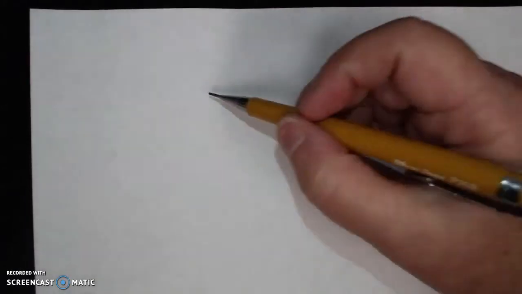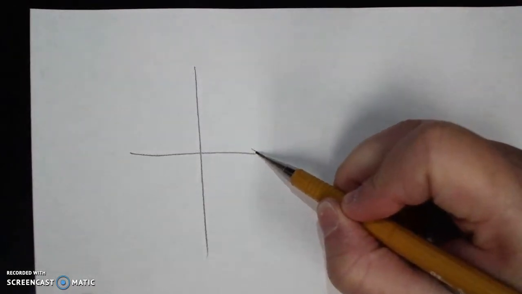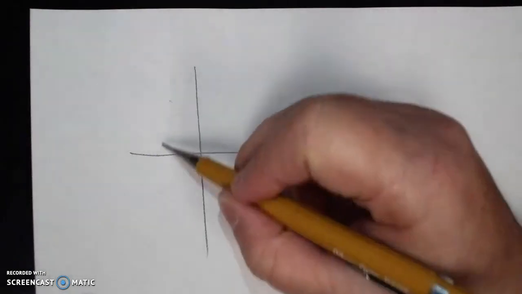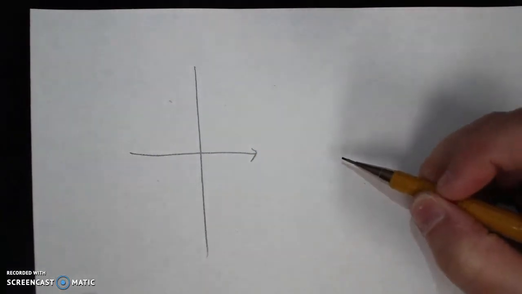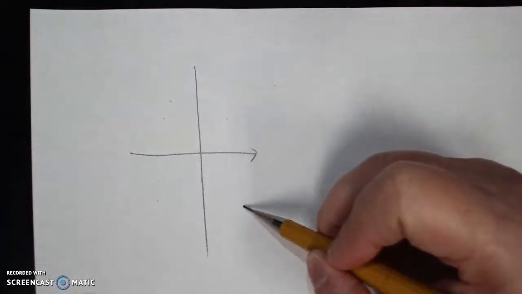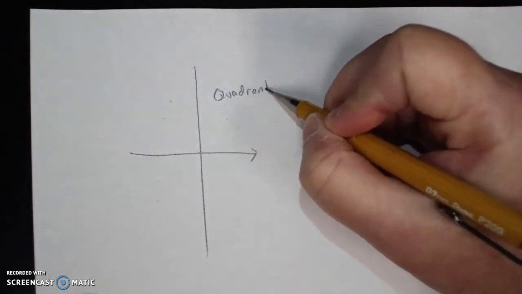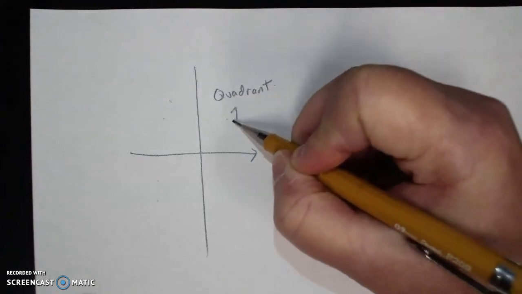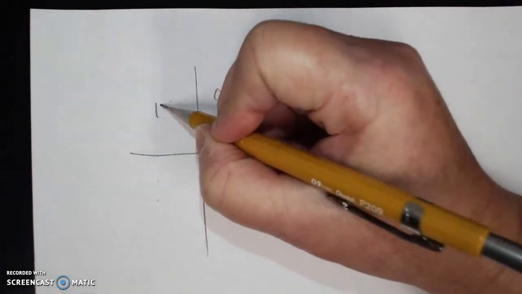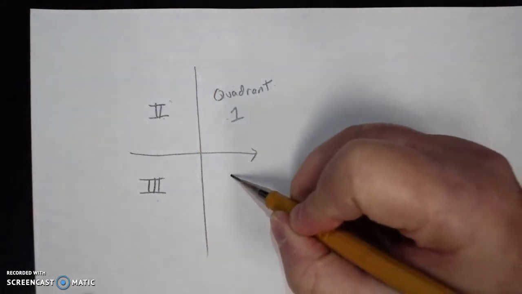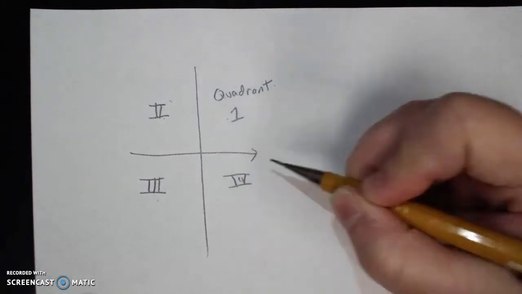One thing that's going to show up on your assignment is when you have points on a coordinate plane. There are 4 different places on a coordinate plane, and they've decided to name them quadrants. And this is quadrant 1. This is quadrant 2. This is quadrant 3. And this is quadrant 4.